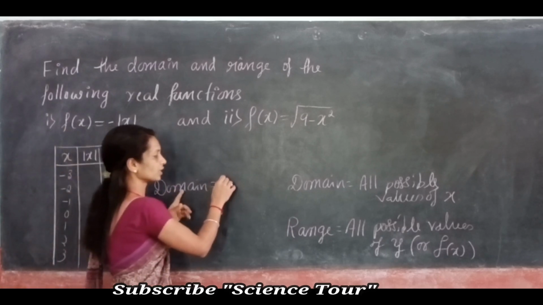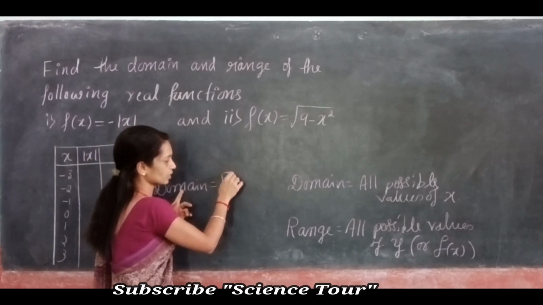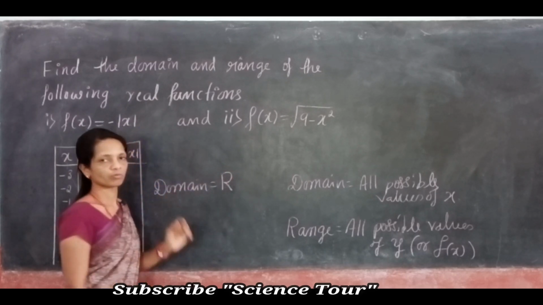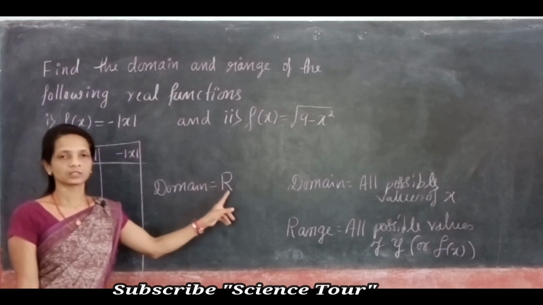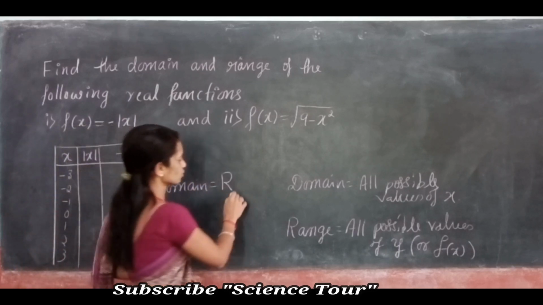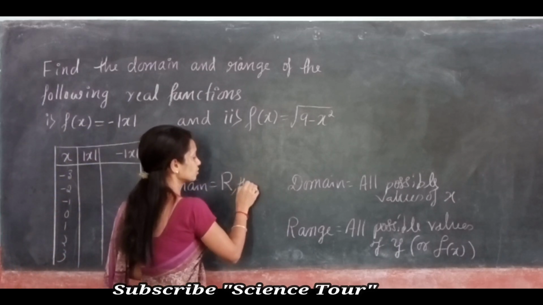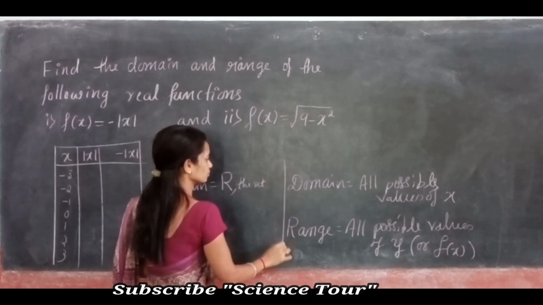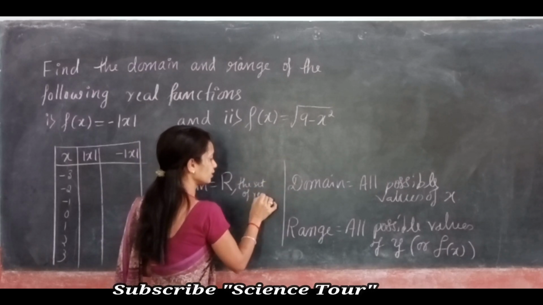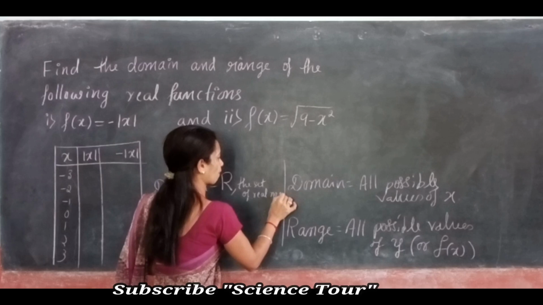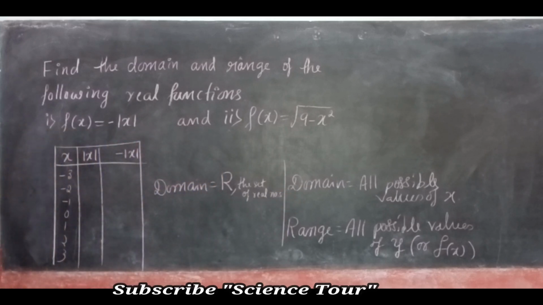So what is the collection of all possible values of x? That is the collection of real numbers, the set of real numbers. So the domain is R, that is, the set of real numbers.